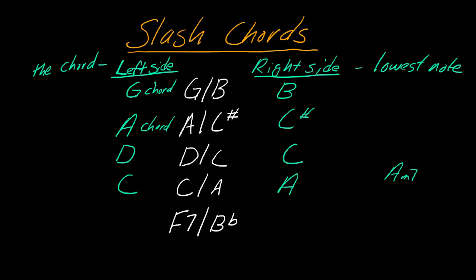So this is kind of a way, if you're using instrumentalists who don't really understand some of the more complex chords, it can be written in this way to just help them to simplify things. So here's one last example. The chord is an F7 chord. Lowest note is a B flat. And so that's a lesson on slash chords.